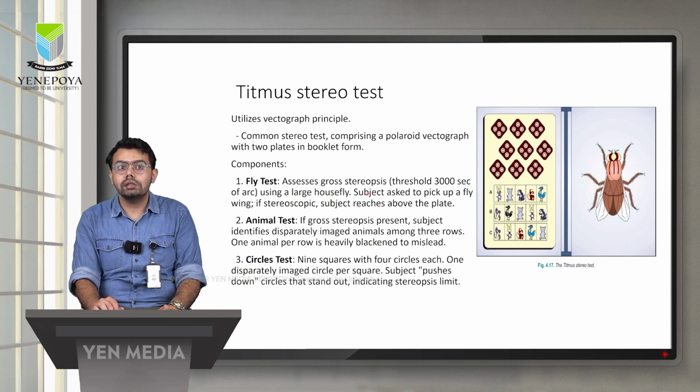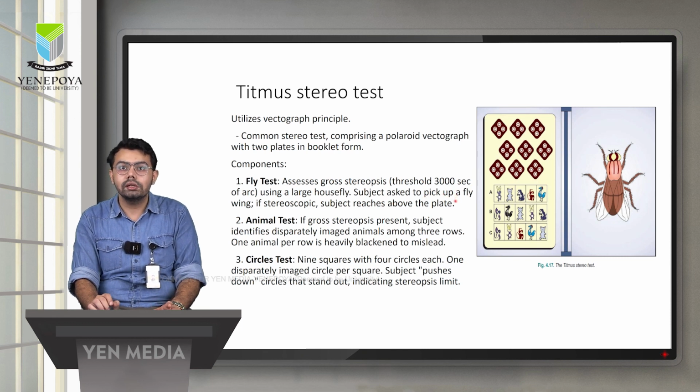If the gross test is affected, we don't have to go on and test for the animal and the circle test. But if the gross test is normal, then we can go ahead and do the animal test and the circle test. So the fly test, which is for the gross stereopsis, holds a threshold of 3000 seconds of arc. In this, the subject is asked to pick up the fly.